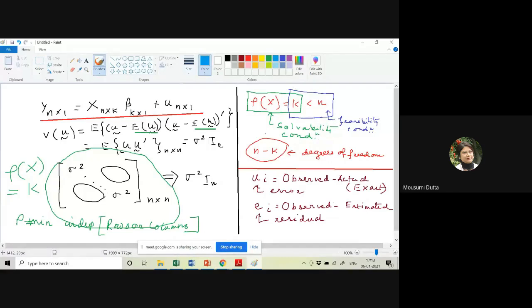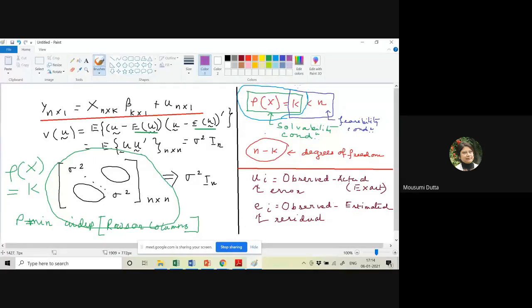Okay, this part, this green box, is our second argument, to ensure linearity, to ensure independence among the columns of x. This is called the solvability condition, because if the columns are not independent of each other, you will not be able to solve for the values of beta. So we call this the solvability condition.